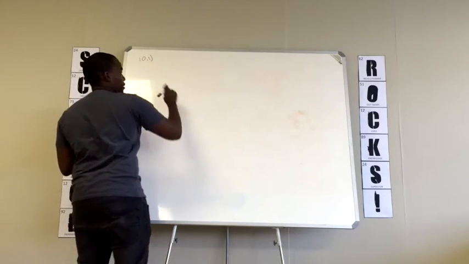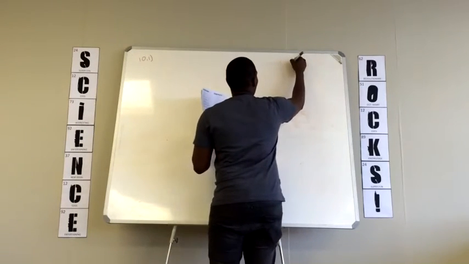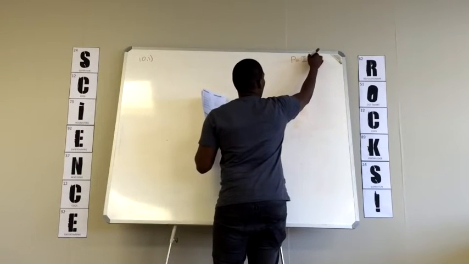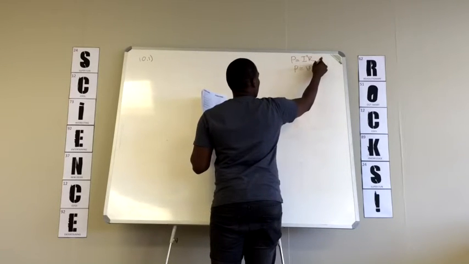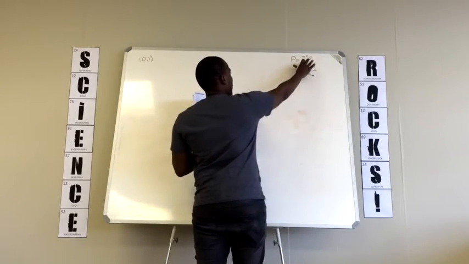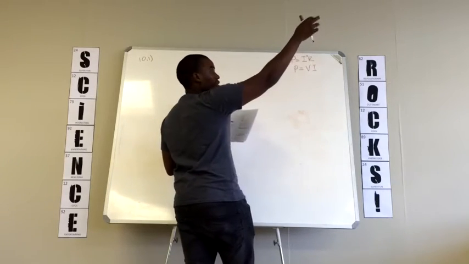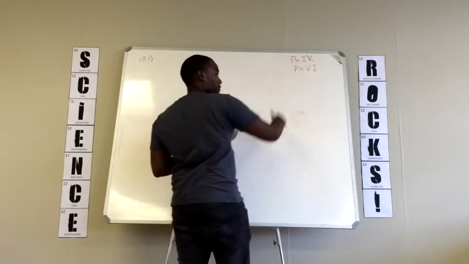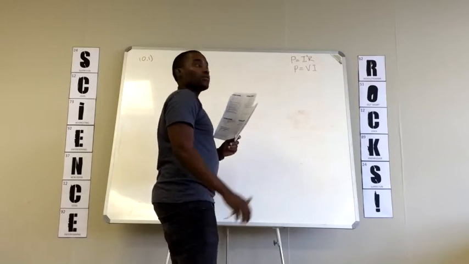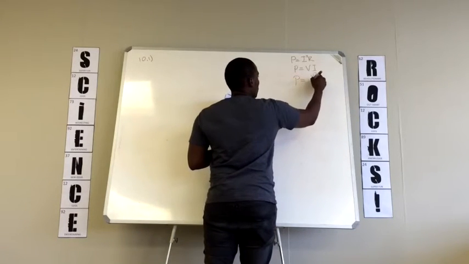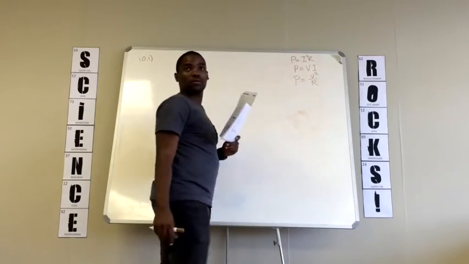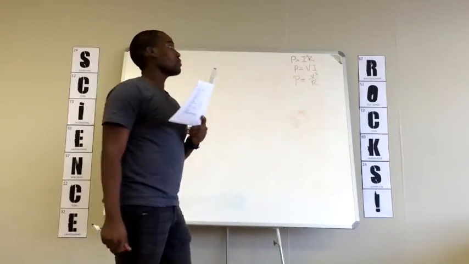So, if we remember our power equations, power is equal to I squared R, and power is also equal to V times I. So we have I times R is V, therefore power is equal to I times V or V times I. And the other one is power is equal to V squared over R. Cool.